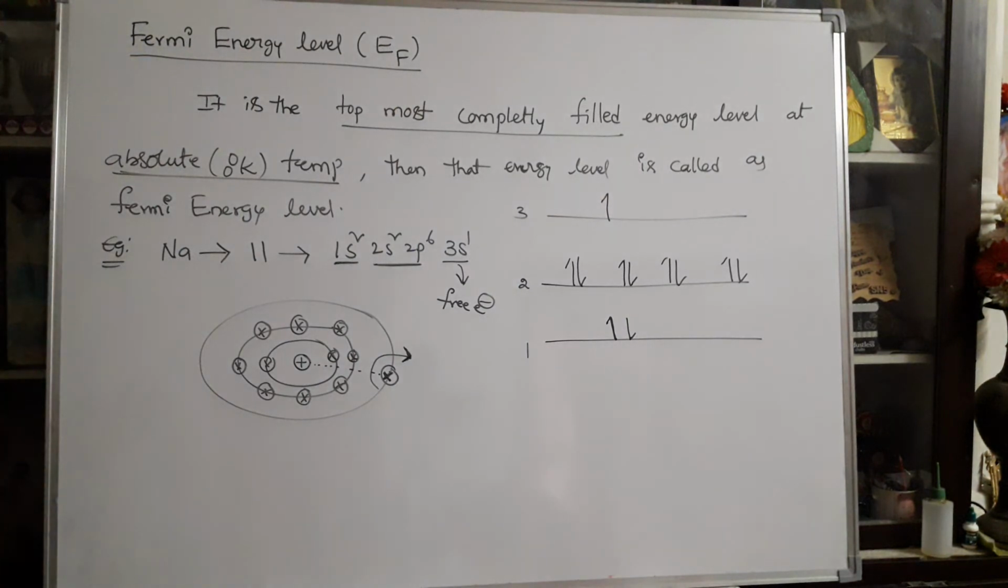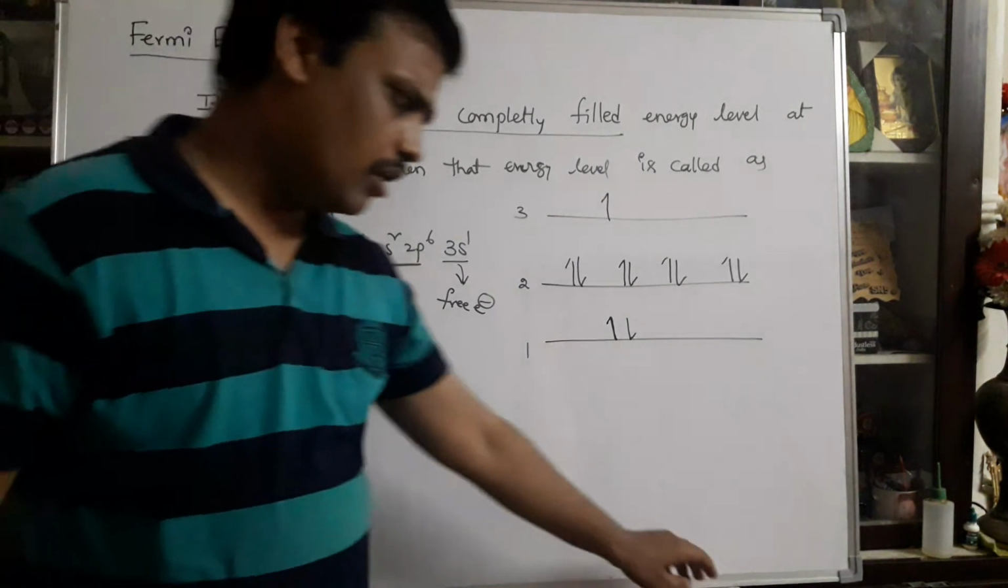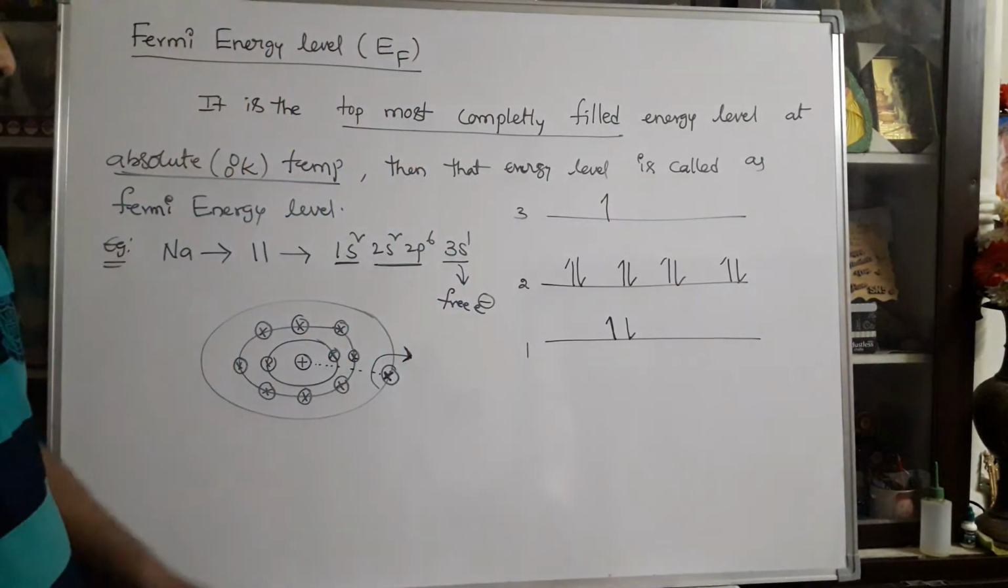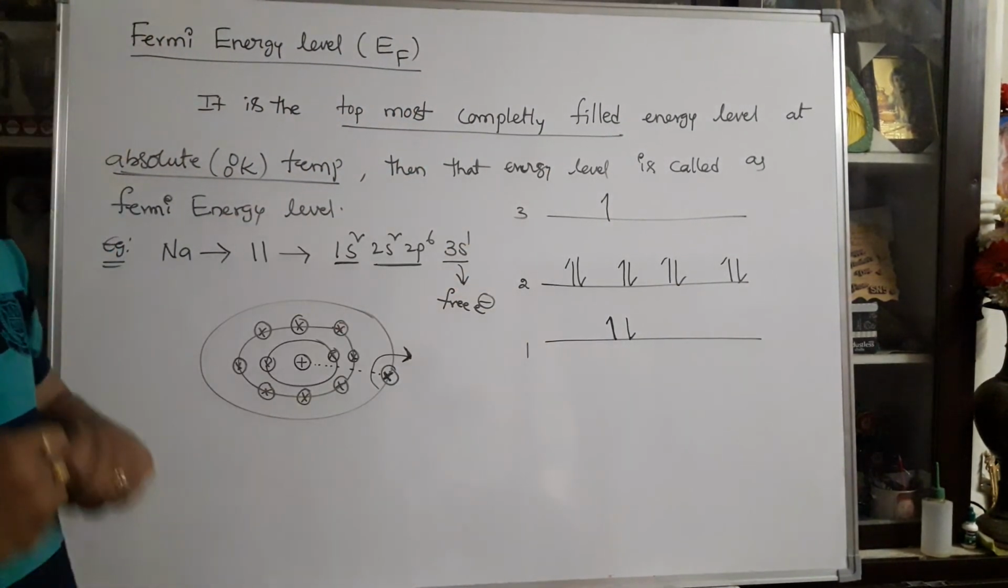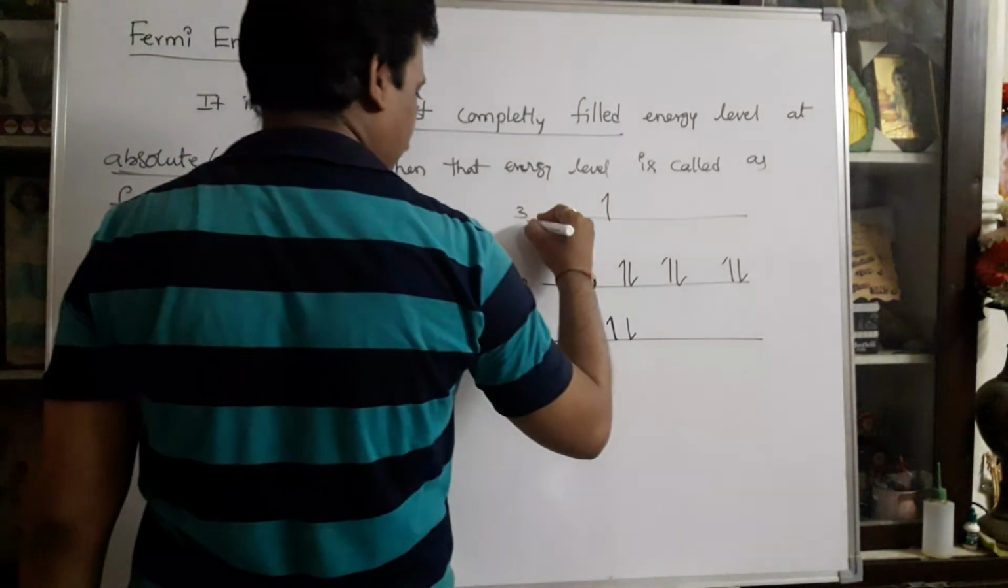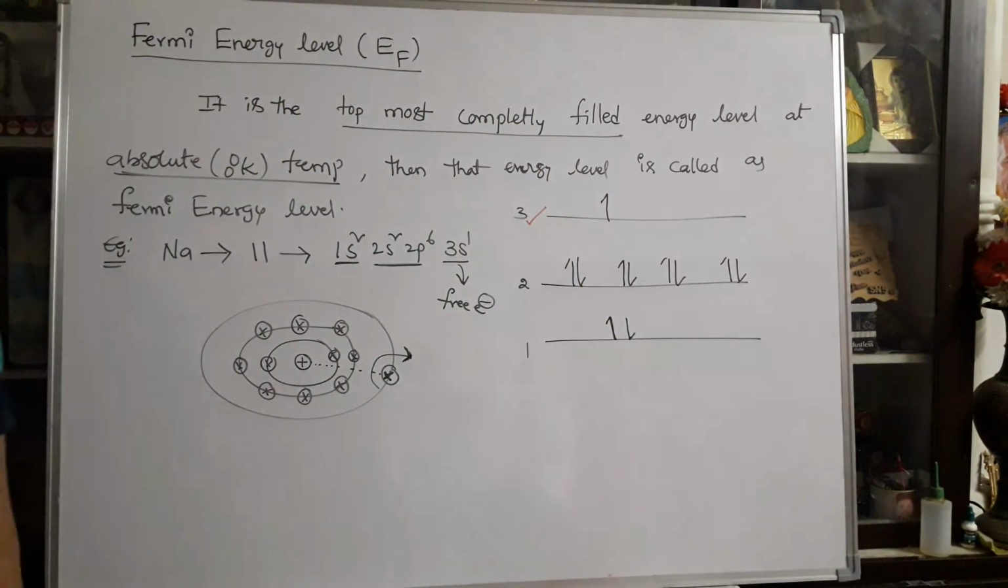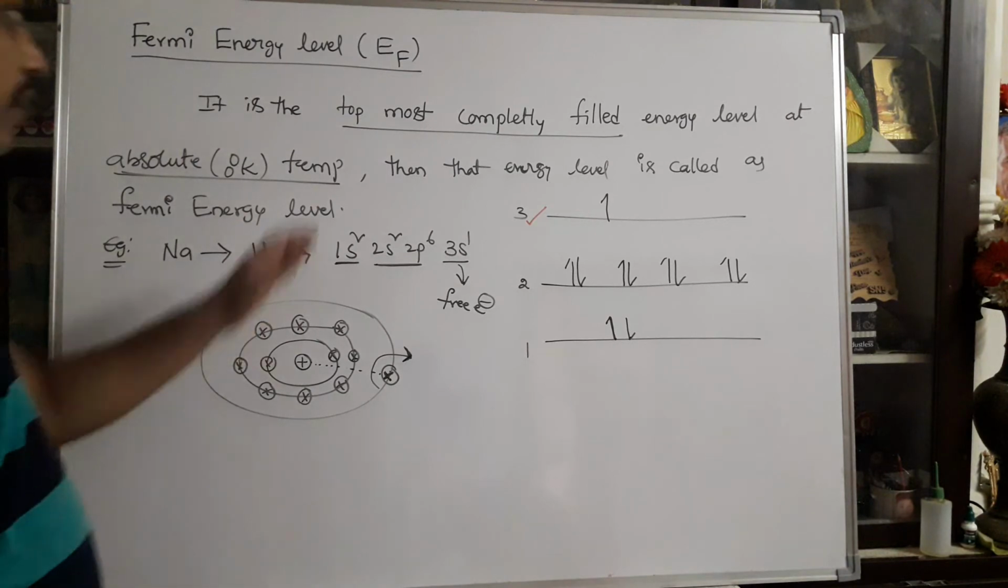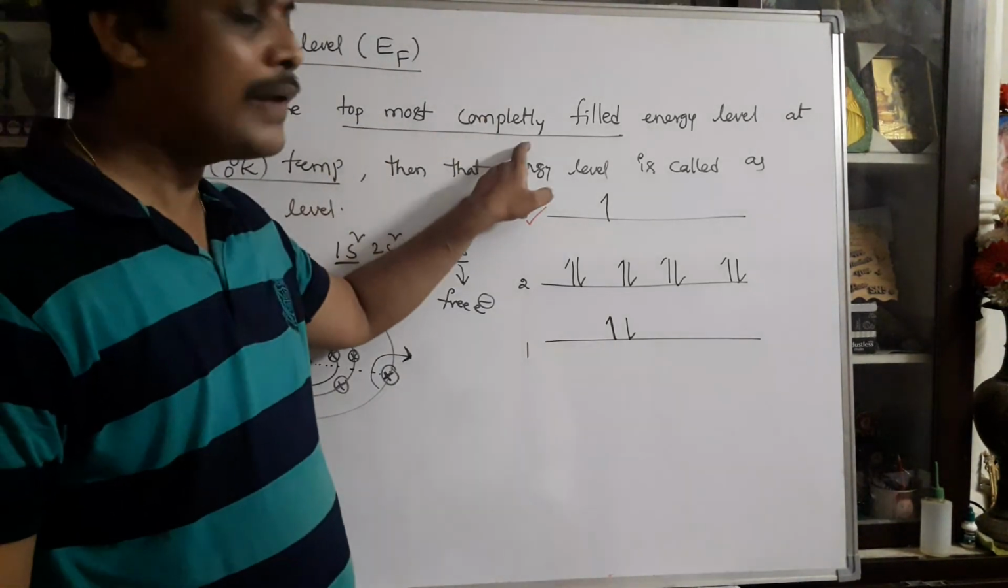According to our definition, it is the topmost filled level. So in our energy level diagram, the topmost level is called the third. The third orbit is the topmost orbit. So according to the definition, the topmost completely filled level.